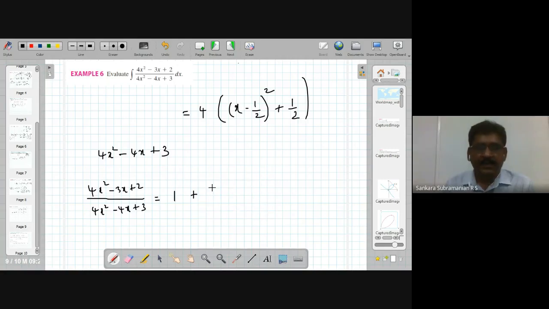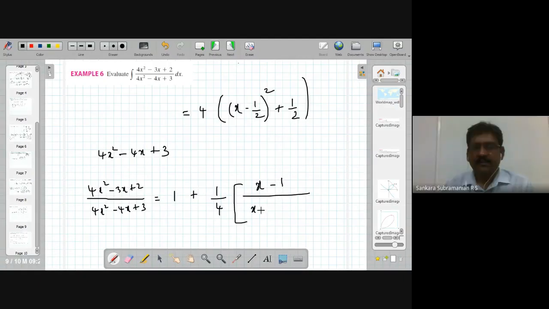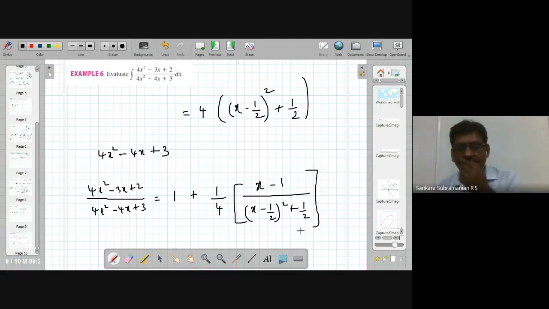Okay, so I can write it as coefficient வந்து என்ன சொன்னீங்க? I'm sorry. Reminder என்ன சொன்னீங்க? X minus 1. X minus 1 by இந்த இடத்துல x minus 1 by 2 the whole square plus 1 by 2 will sound good. இப்படி எழுதிட்டீங்கன்னா okay.